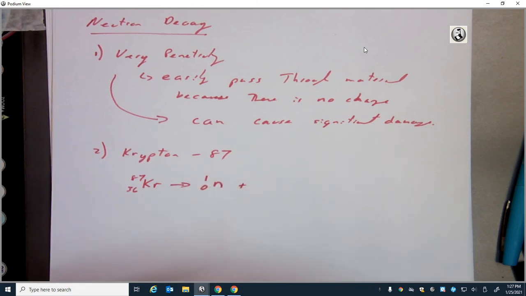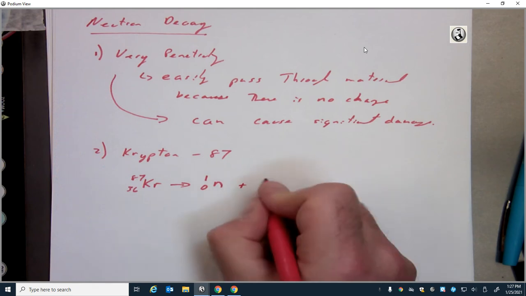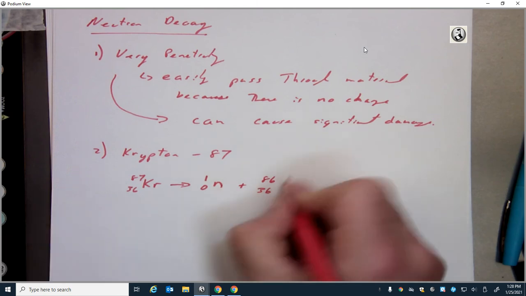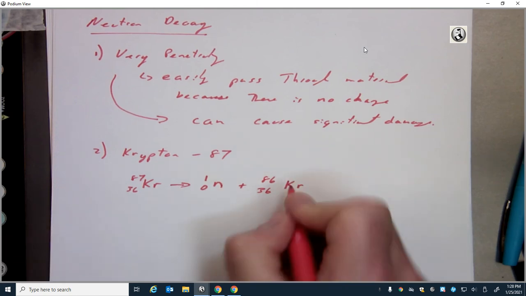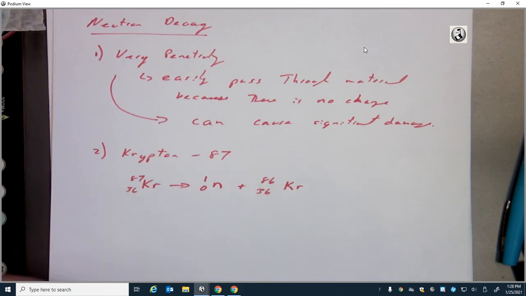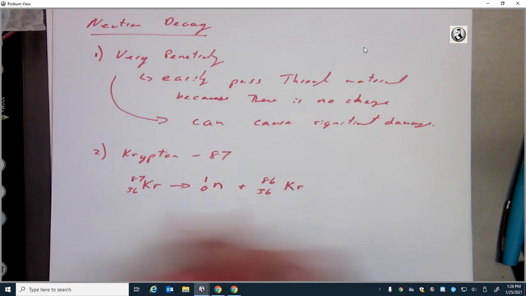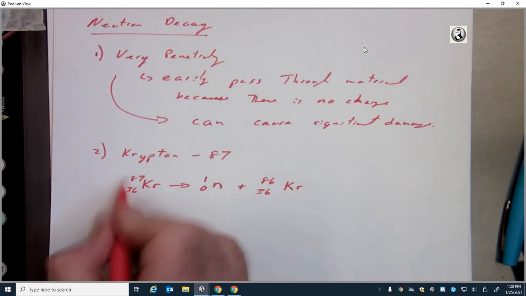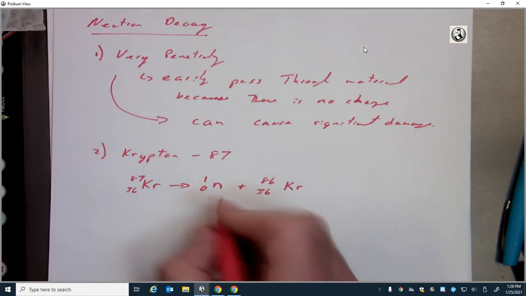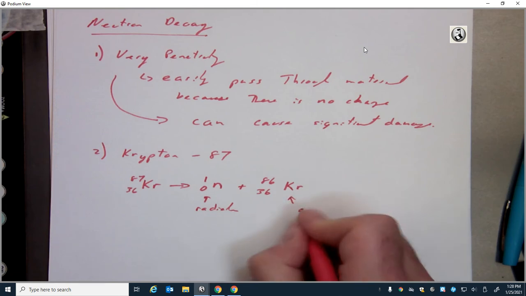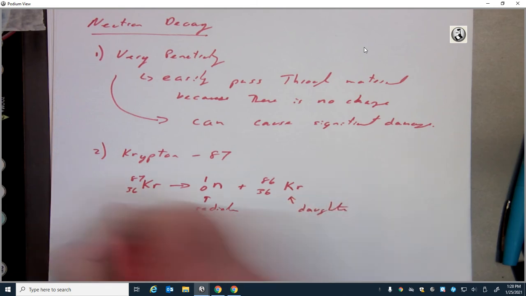And then we can figure out the daughter material by subtracting. 87 minus 1 is 86. 36 minus 0 is 36. So it's still a type of krypton because it has the same number of protons, but it has a different number of neutrons. So these would be isotopes of each other. This has less energy associated with it, though. This one's pretty unstable. And it gives off this neutron, so this is my radiation again. This would be my daughter material. And this is my parent.